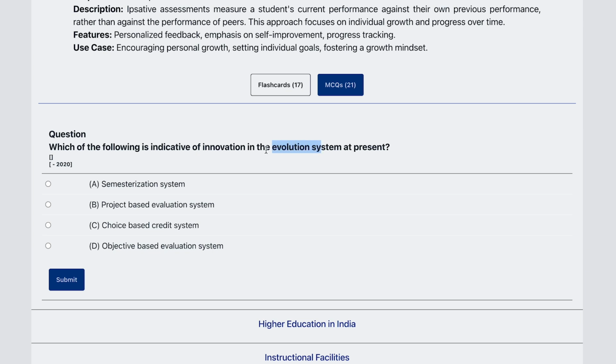Which of the following is indicative of innovation in the evaluation system at present? Semesterization would be the way to do it, so not this. Project-based evaluation, it is an innovative technique, but let's look at other answers as well, but I think this is the correct answer. Choice-based credit system, again, a way to do the evaluation, but not this. Objective-based evaluation system, like MCQs, so innovation would be project-based.